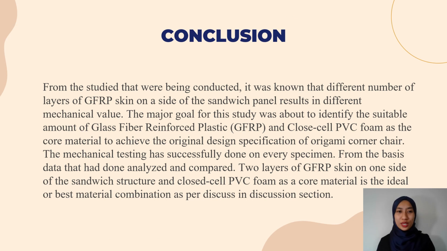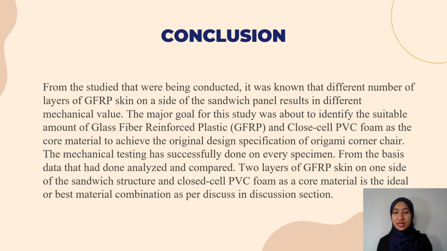So for the conclusion, from the study that was conducted, it was known that a different number of layers of GFRP skin on a side of the sandwich panel results in different mechanical values. The major goal of this study was to identify the suitable amount of GFRP and closed cell PVC foam as the core material to achieve the original design specification of the origami corner chair.